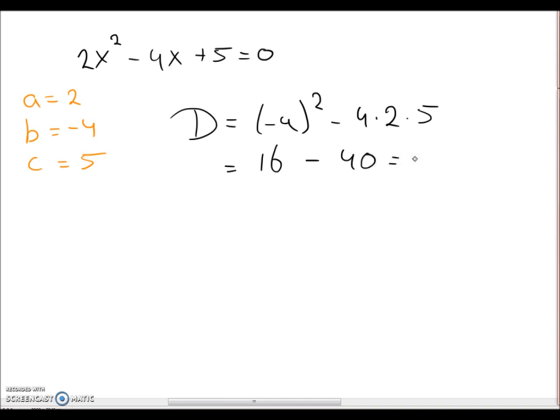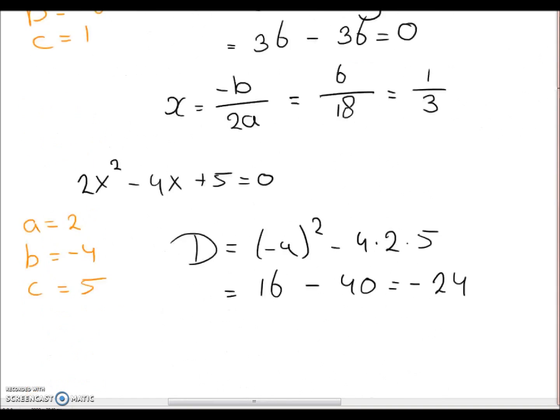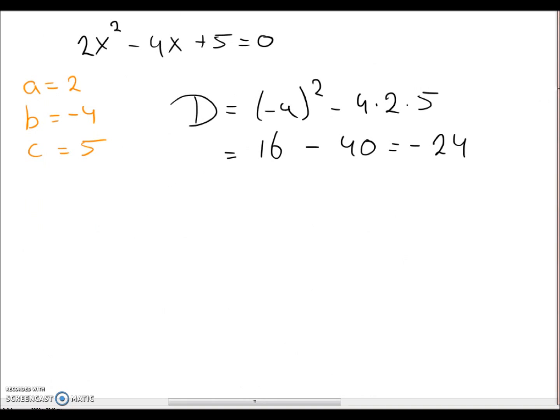40 is a -24. But hold on, there's something wrong with this, because we take the square root of the discriminant, but the discriminant in this case is negative. So I cannot take the square root of it. Well, that's totally true. We cannot take the square root of this discriminant, so we can conclude that since this is lower than 0, there are no solutions.